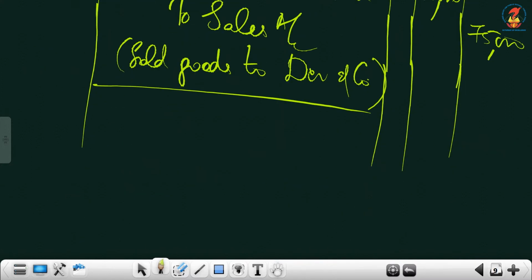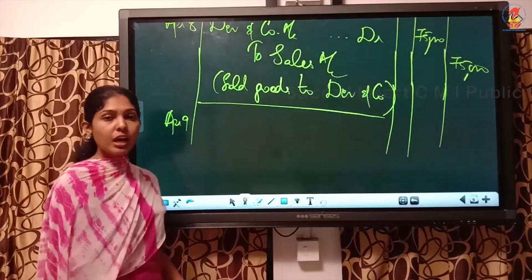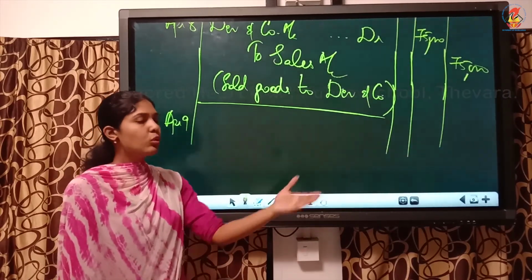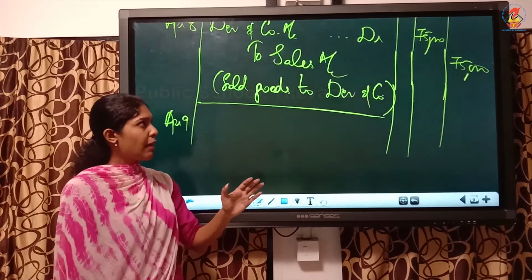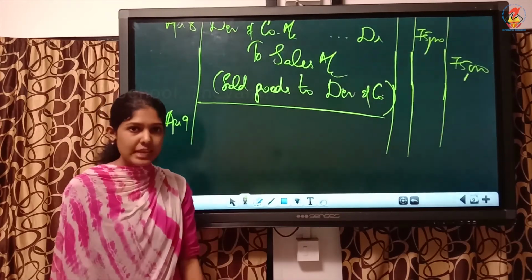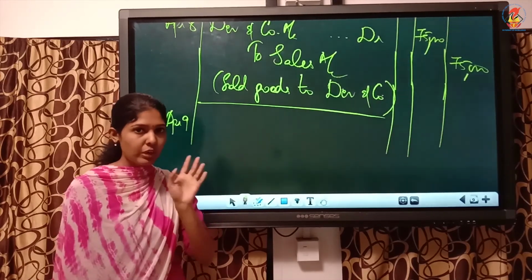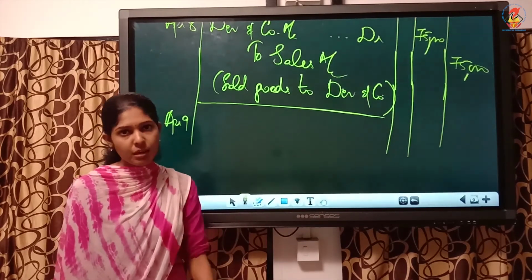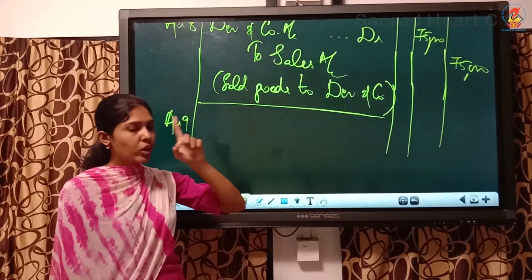The next one is April 9th. Dev and Company returned goods being defective. Just now we sold goods to Dev and Company. Now they are returning goods worth rupees 15,000. So now what happens? Dev and Company, is he a debtor to us? No, because he returned goods means he is no more a debtor to the firm. He need not give us money because he has returned goods. Though not fully, he has returned some part of the goods worth rupees 15,000. So Dev and Company is no more a debtor.